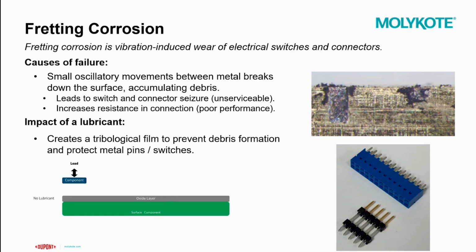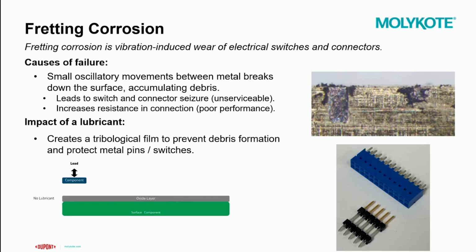Fretting corrosion deserves to be separated from galvanic and crevice, as it forms through a different process. By definition, fretting corrosion is vibration-induced wear, rather than corrosion due to environmental exposure. Fretting corrosion can be found in electrical switches and connectors where there are small oscillatory movements at the interface of two metals. This continuous oscillation breaks down the oxide layer through the metal surface and accumulates damage and debris. This typically leads to switch and connector seizure, making them unserviceable and increasing contact resistance and degrading performance.